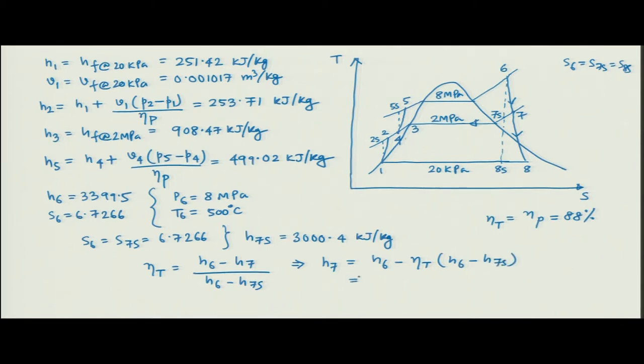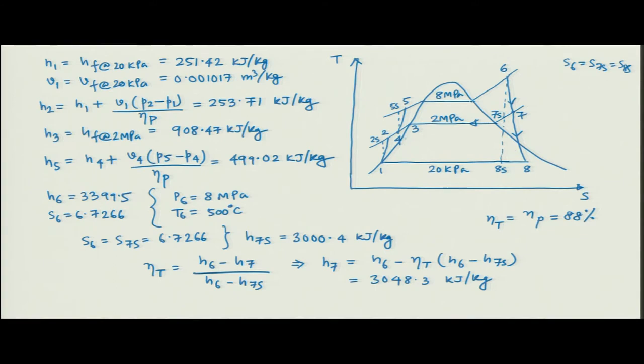So you have to just put the numbers here, all the numbers are known. So finally you will get H7 as 3048.3 kJ/kg. Okay. Similarly, now you can find what is the enthalpy of point 8.